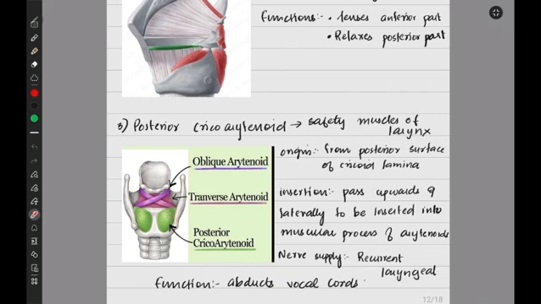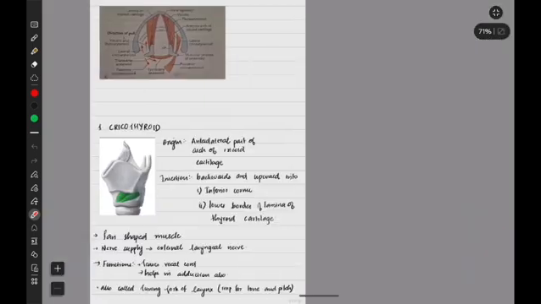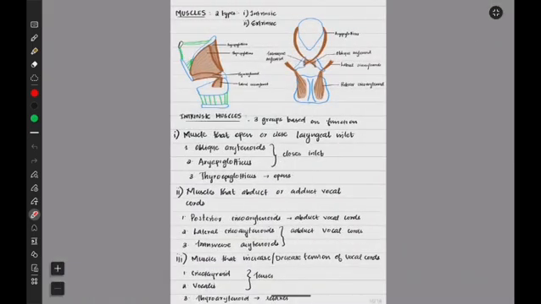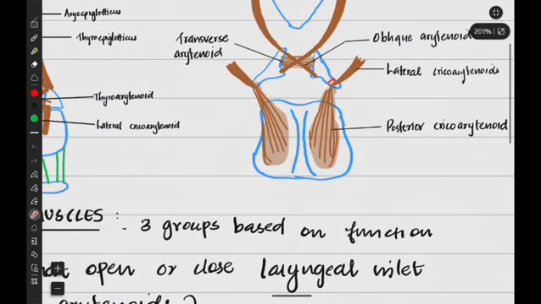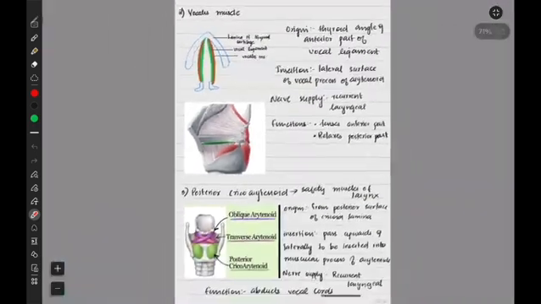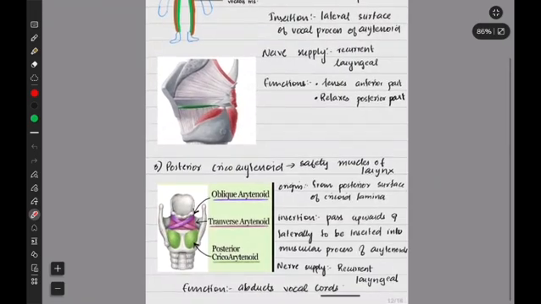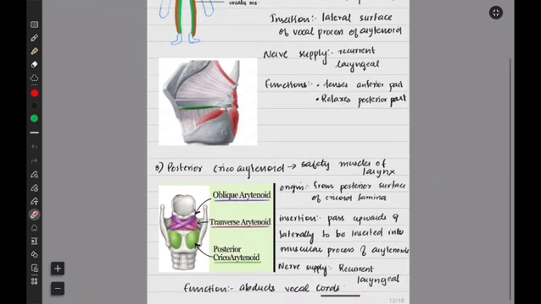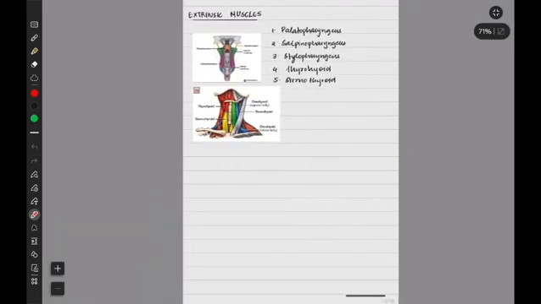In this we can see the muscular process of the arytenoids where it inserts. And nerve supply is by the recurrent laryngeal nerve. Function is it abducts the vocal cords. Since it abducts, it allows the airway to pass. So it is known as the safety muscle of larynx.